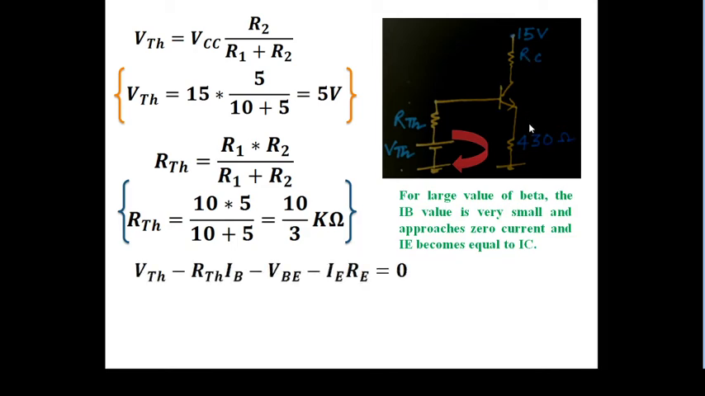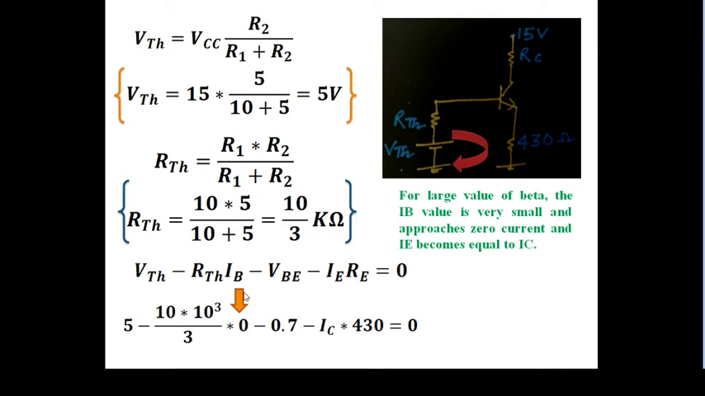So we can write V Thevenin minus R Thevenin IB minus VBE minus IE RE, where this is the emitter current, and IE is the same as IC, because IB is very small or nearly 0. So we write 5, the V Thevenin value, the R Thevenin value 10 into 10 to the power 3 by 3, and the IB value is 0. We are putting IB as 0 because the beta value is very large.